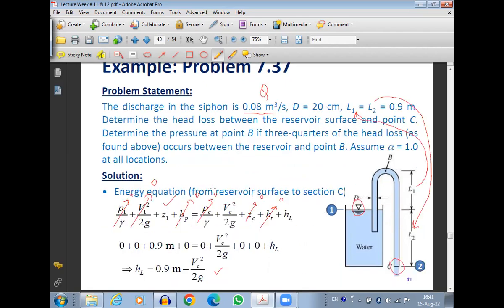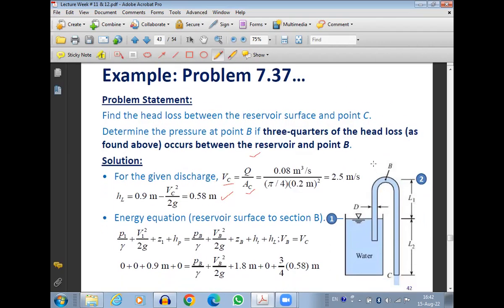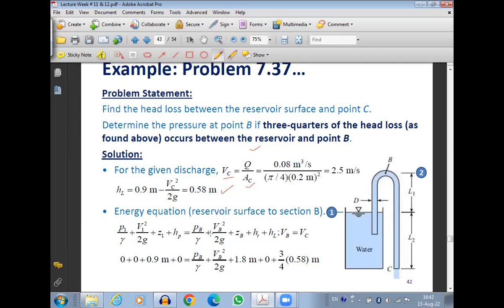In the second part of the question, it is asked to determine the pressure at point B. If we want to find the pressure at point B, we can apply the equation between point 1 and point B instead of point 1 and point C. In the same way, the velocity at VB and VC will be the same since the area of the pipe is the same. We already know VC, so we know VB. The only unknown in this equation will be PB, so we can solve it to find out how much PB is.